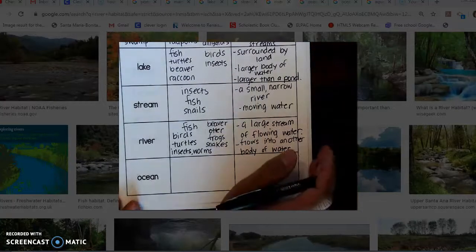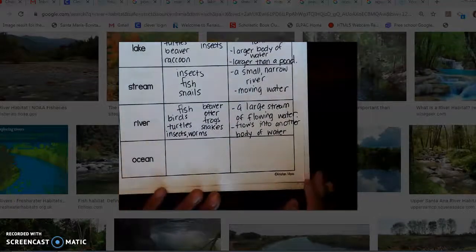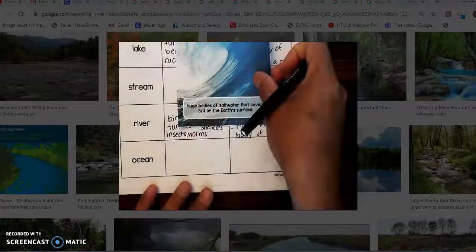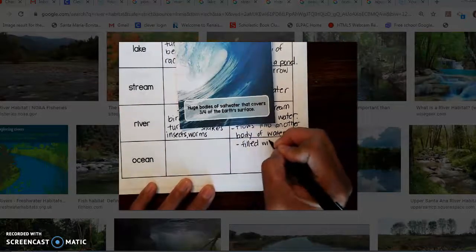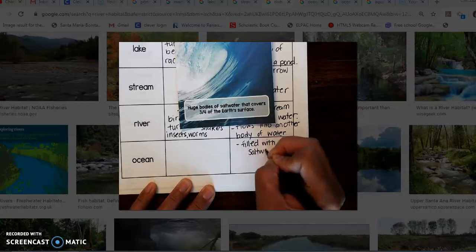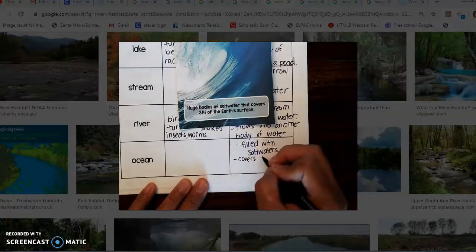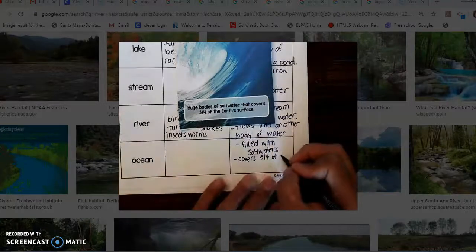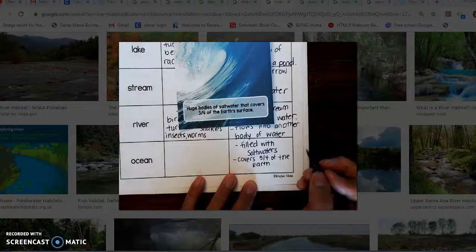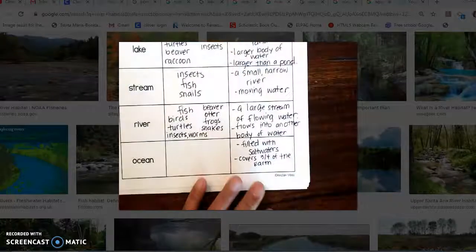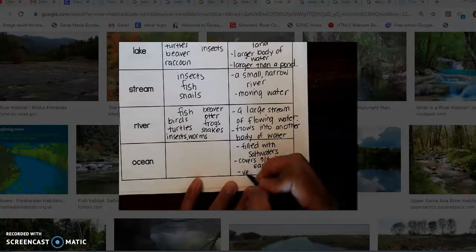All right. Okay, we only have one more, the biggest body of water. It is the ocean, of course, right? It's filled with salt water. Covers 3/4 of the earth, meaning 75% of the earth is covered with water. We only live on 25% of it. And it's a very large, very, very large body of water.